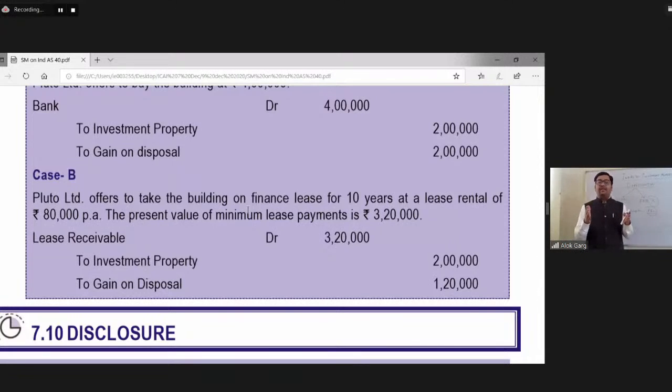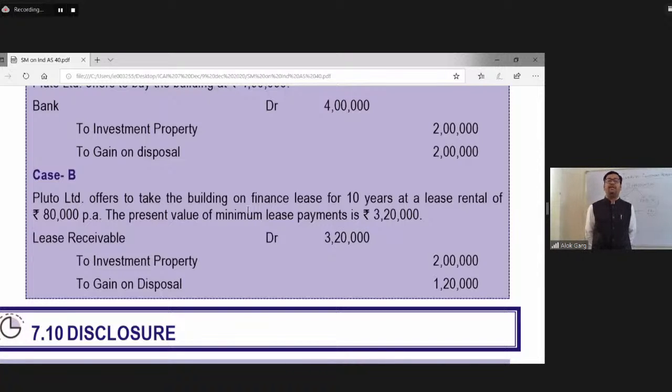So whenever the company gives the building on finance lease basis, Sun Limited has to derecognize this building from its books of accounts and create a receivable. So at what value will the lease receivable be debited? It will be debited at the present value of future lease payments. So in the question, the present value of minimum lease payment is given as 3,20,000.